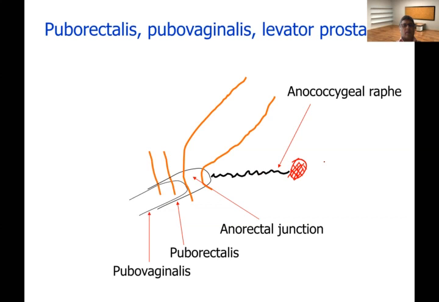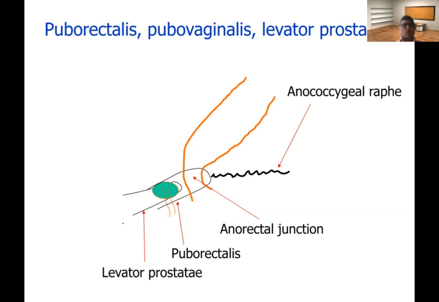Then in a female, you get the vagina. This is the vagina in front of the anal canal and anorectal junction, and you get the pubovaginalis muscle forming a sling around it. In males, you get the prostate here sitting over the pelvic floor, and the muscle there is not pubovaginalis; it is called levator prostati. It is levator prostati in males.